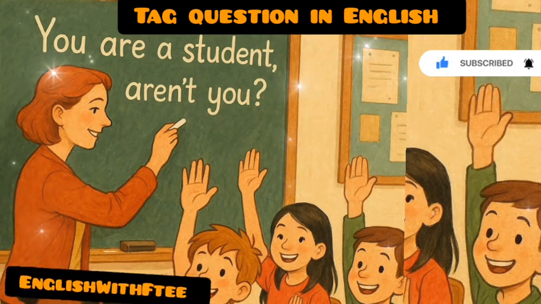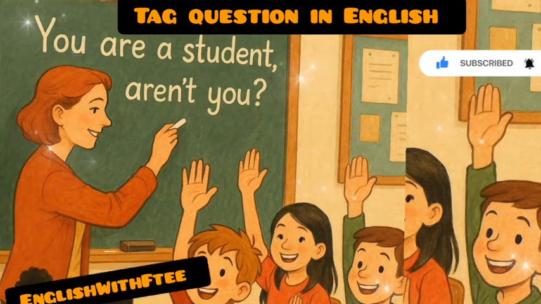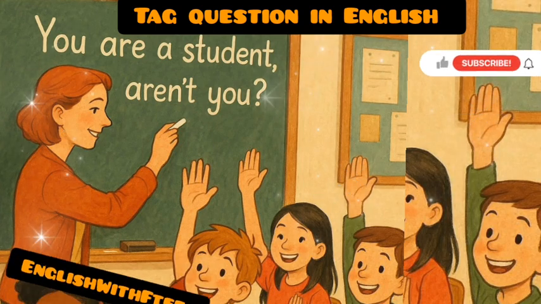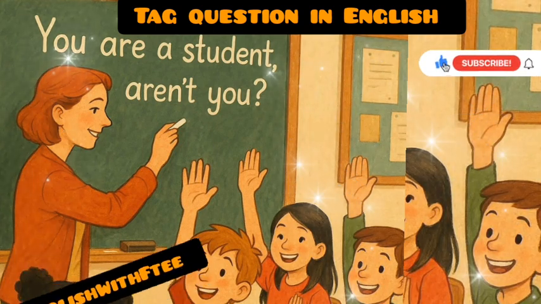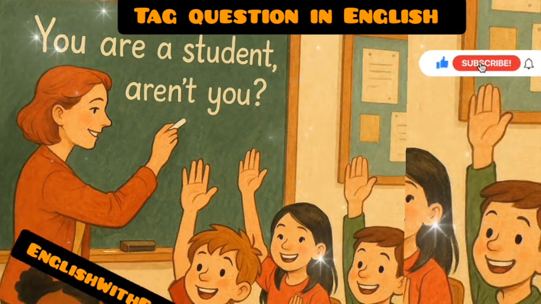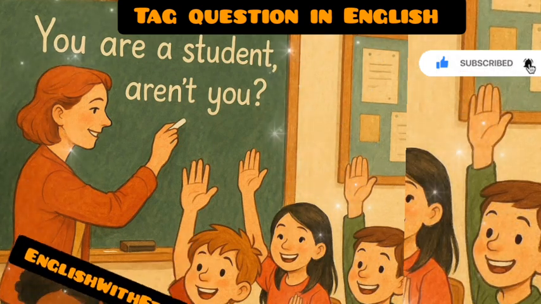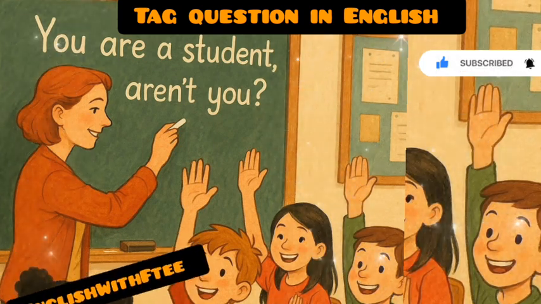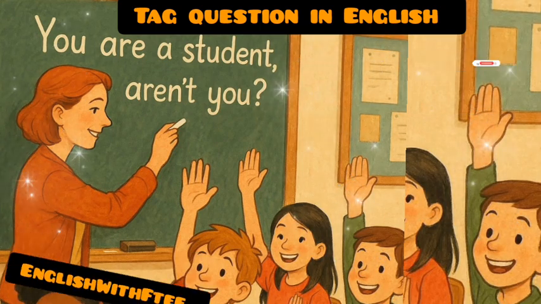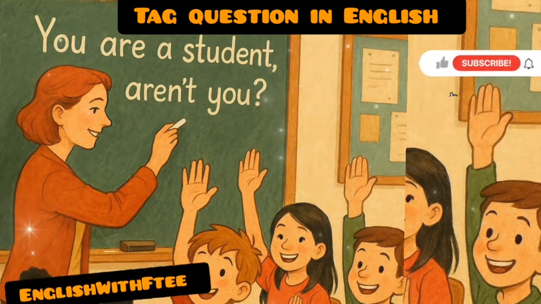There are a few rules in forming tag questions. 1. To make a tag, use the same auxiliary verb found in the statement. What does that mean? It means that the same auxiliary verb in the statement must appear in the tag.